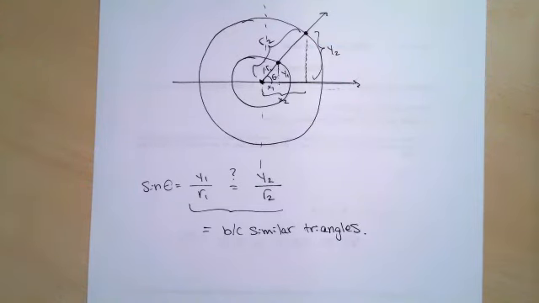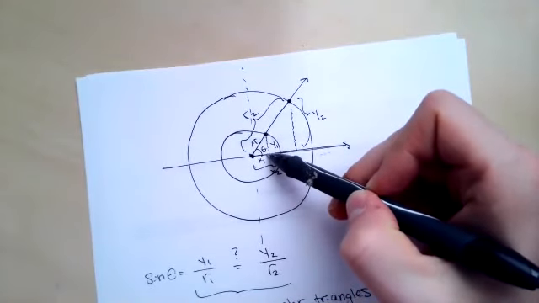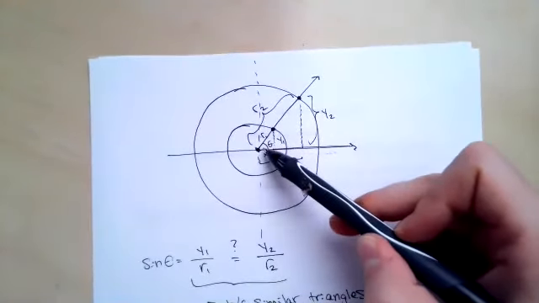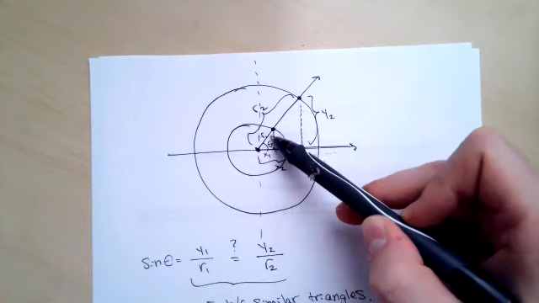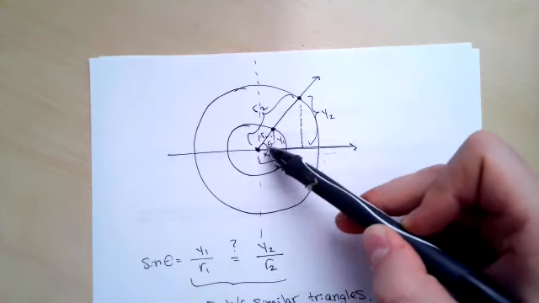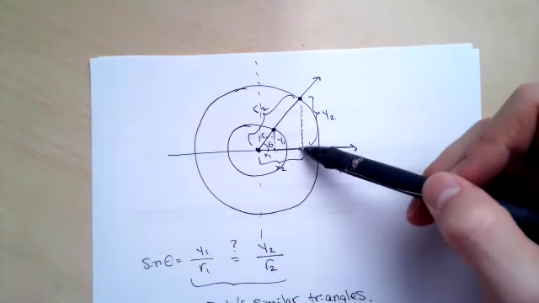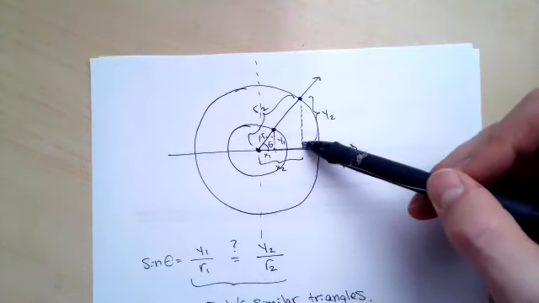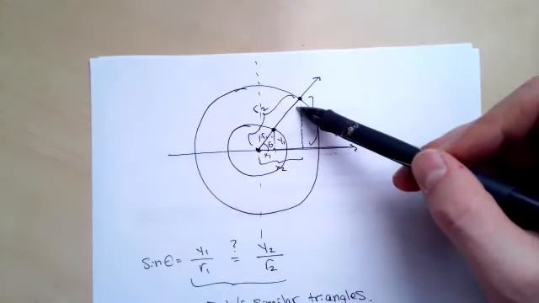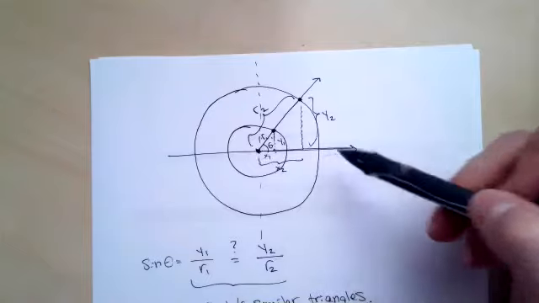What do similar triangles mean? Well, in similar triangles, the angles are all the same. The smaller triangle has an angle of theta, an angle of 90, and the sum of the angles in a triangle is 180, so this upper angle has to be 90 minus theta. Same thing for the bigger triangle: an angle of theta, an angle of 90, and 90 minus theta. So the angles are all the same. They are just scaled to different sizes.